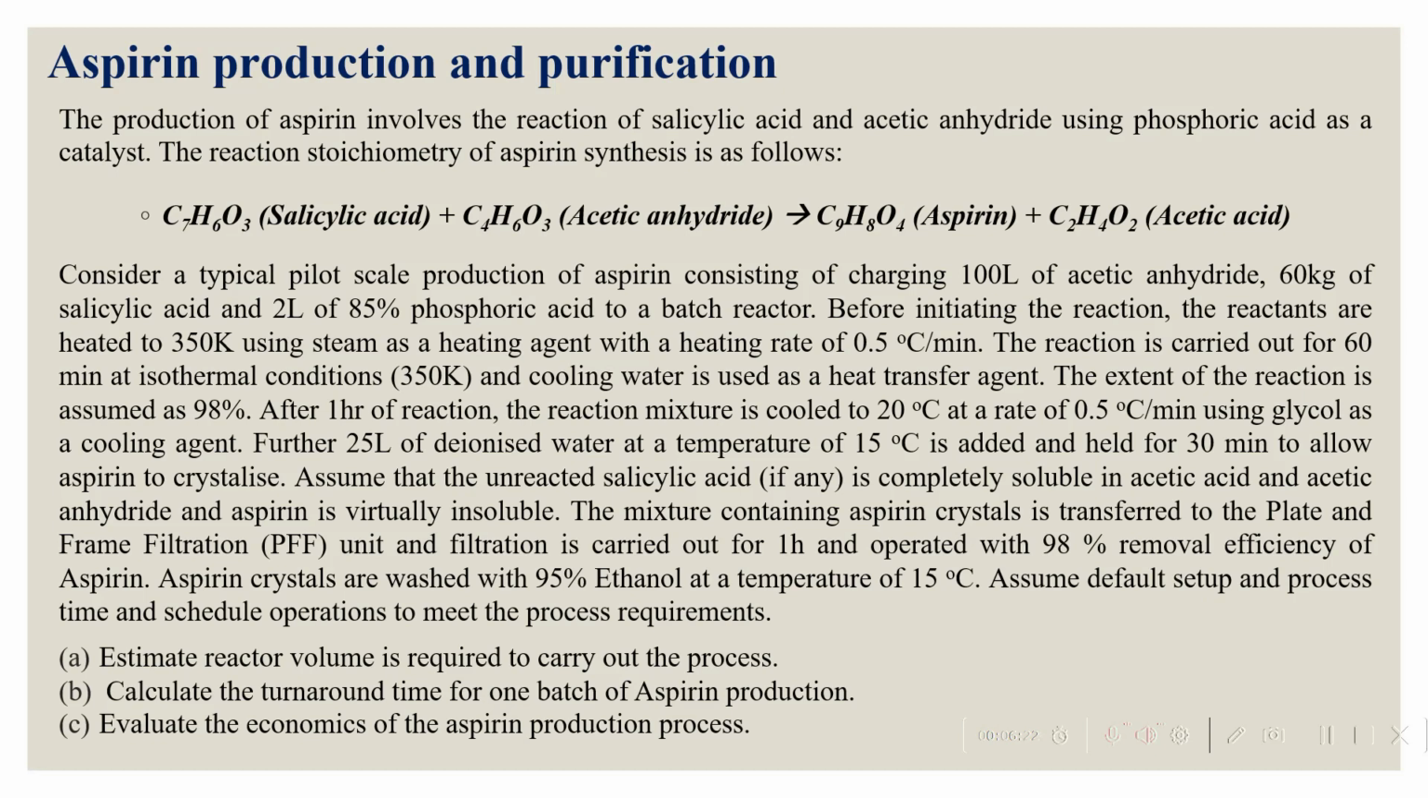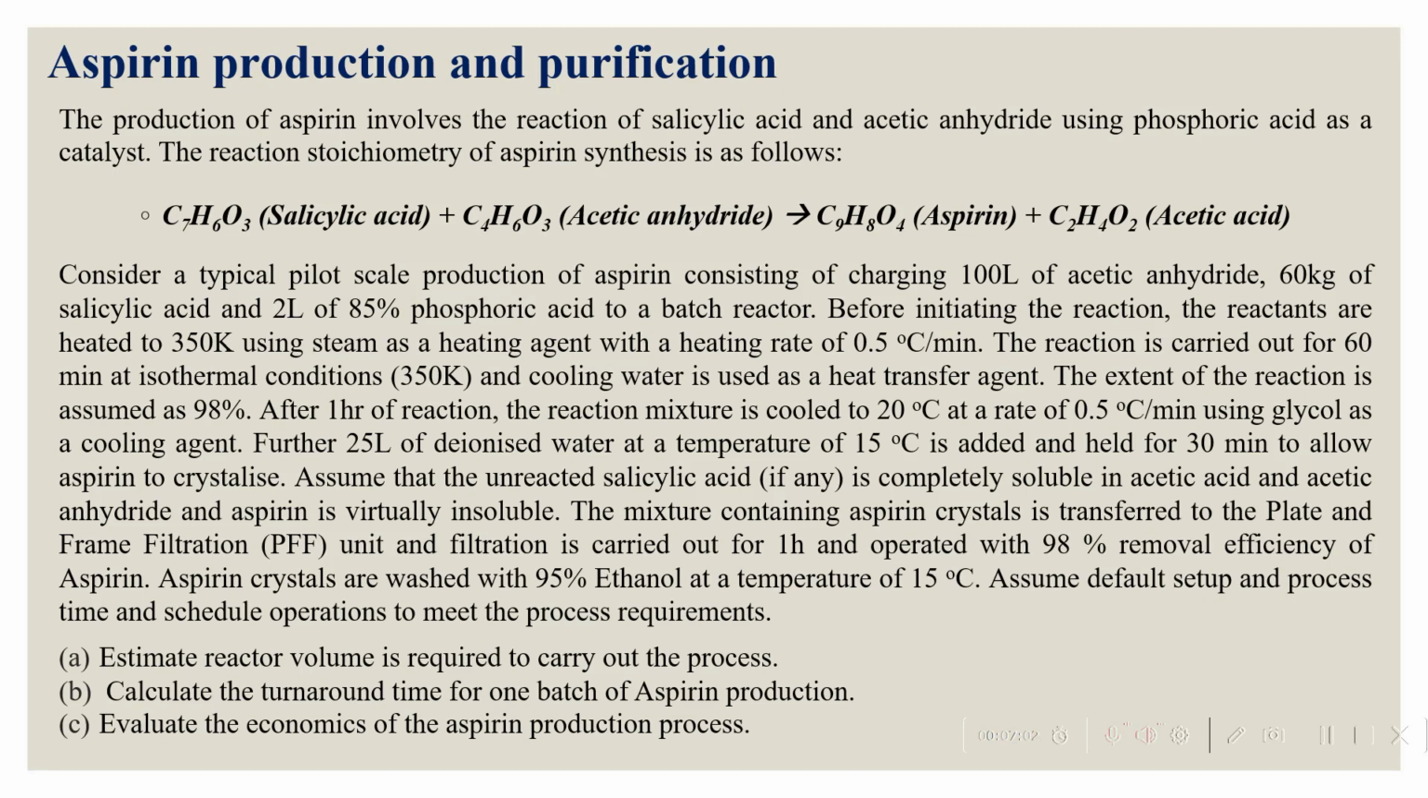So as a pilot scale production, 100 liter of acetic anhydride is charged and 60 kg of salicylic acid is charged to the reactor along with 2 liter of 85% phosphoric acid into a batch reactor. From this statement we can understand that we need to simulate a batch process. Next, once the ingredients are fed to the reactor, first we need to heat all the reactants to a temperature of 350 Kelvin using steam as a heating agent at the rate of 0.5 degree per minute.